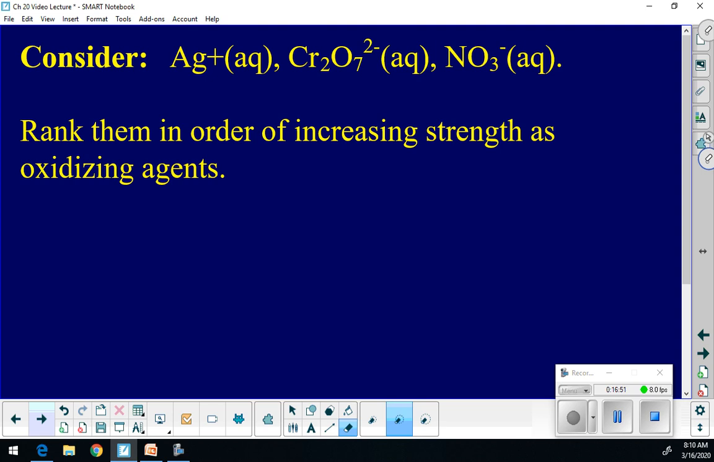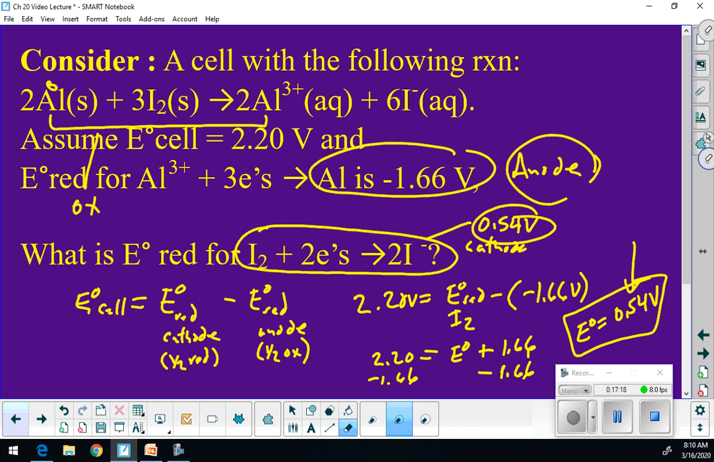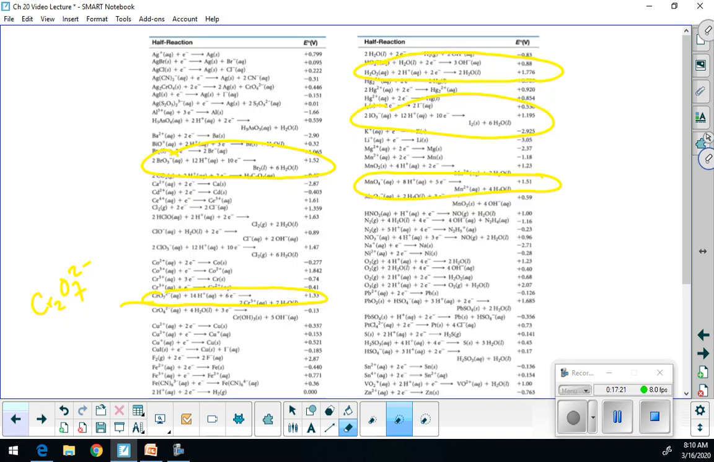Oh, so what am I going to do? I want to look at these. I need to figure out my standard reduction potentials for these. And specifically, I need standard reduction potentials for Ag plus, for Cr2O7 2 minus, and for NO3 minus. All right, here we go. Silver. What is silver? Ag plus. Oh, by the way, here's dichromate already. So dichromate is 1.33, right?